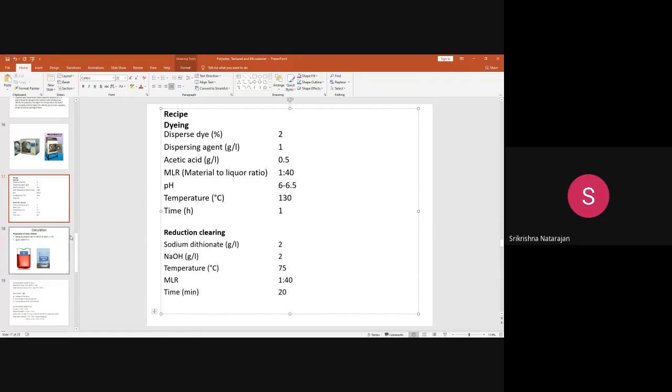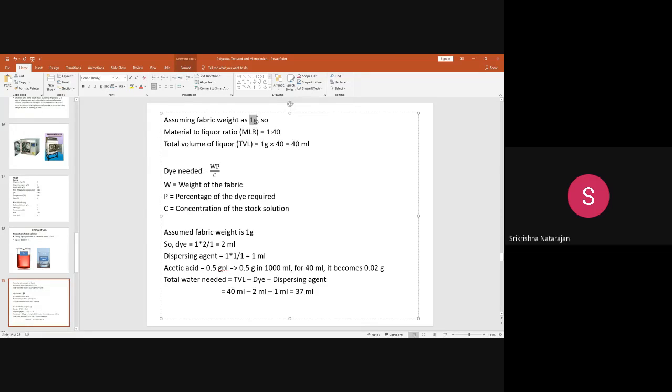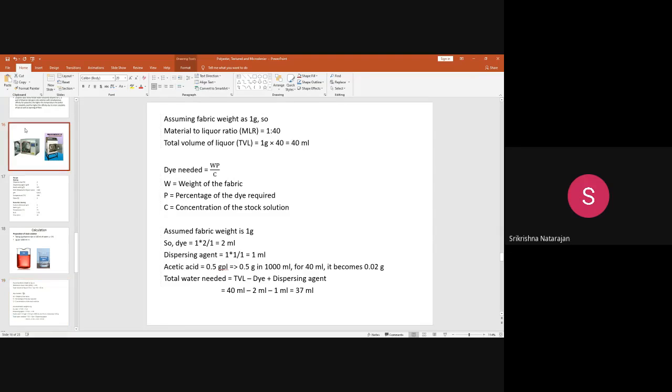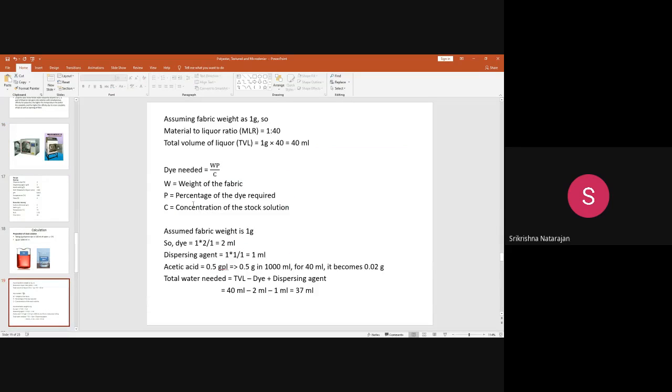What does this 1 mean? 1 is the fabric weight, and 40 is the number of times of the total volume. To find the total volume of liquor, you multiply the 1 gram of fabric weight by 40, the liquor ratio. It is a ratio and does not have any unit. So totally 40 ml is the total amount of solution that should be inside this beaker.